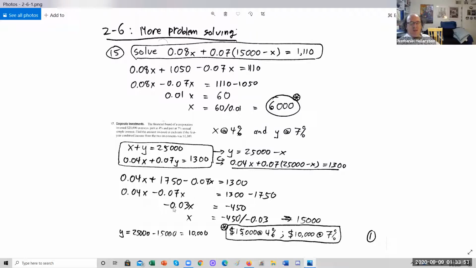The left side simplifies down to minus 0.03x. The right simplifies to minus 450. So to solve for x, you divide both sides by minus 0.03 and get x equals minus 450 over minus 0.03 equals 15,000. y is 25,000 minus x, so 25,000 minus 15,000 is 10,000. So we get that $15,000 is invested at 4% and $10,000 is invested at 7%.